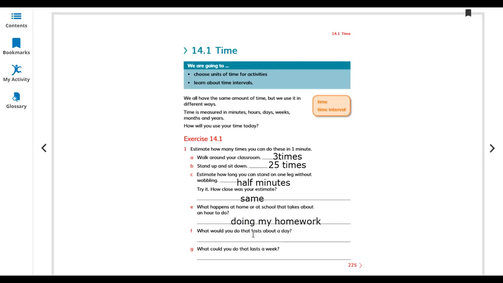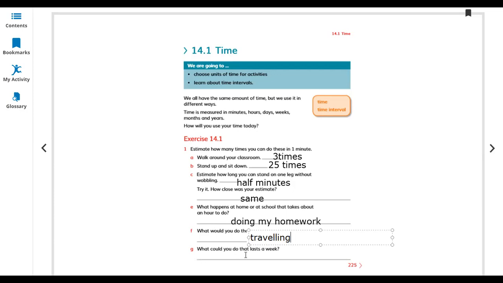What would you do that lasts about a day? I told you in one day there are 24 hours, and in 1 hour you have 60 minutes. So in one day you have 24 hours. What would you do that takes about a day? You can say traveling, it mostly took a day. Or you can also write shifting, moving your home from one place to another. It normally takes a day.